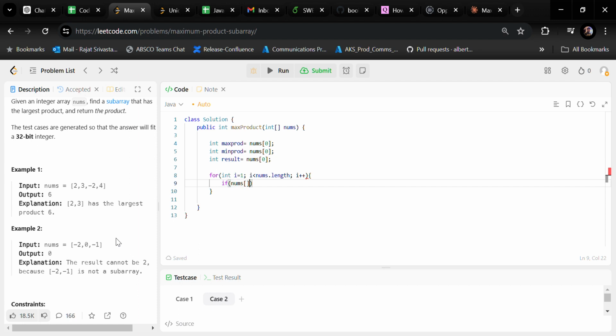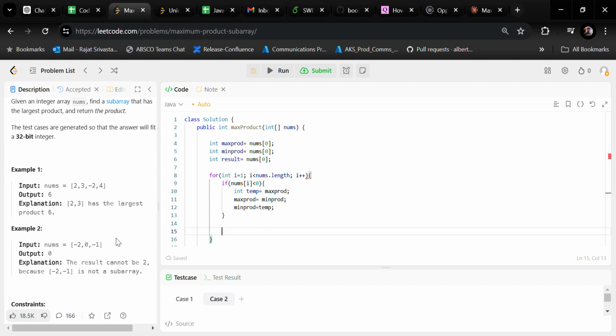Now we iterate, and we check the condition if nums of i is less than 0, which is negative. We just do the swapping. temp is equal to maxProd, maxProd equal to minProd, and minProd is equal to temp. This is the condition when we encounter a negative value. We basically swap these two. So at each element we can calculate the maximum product value and the minimum product value.